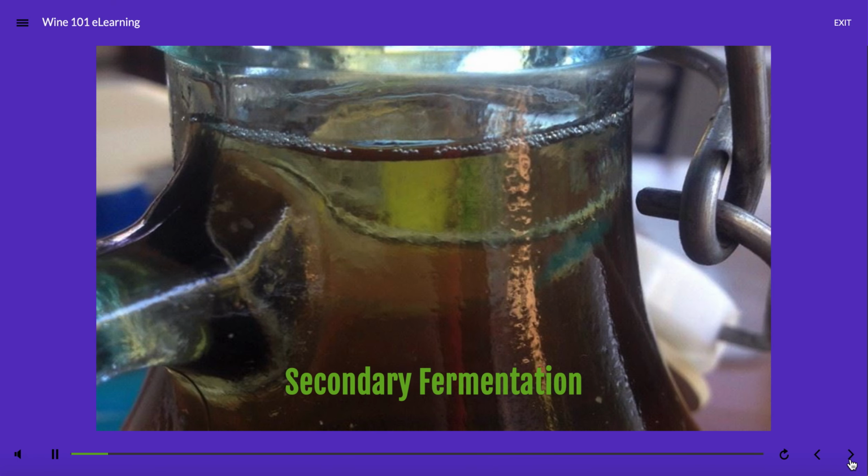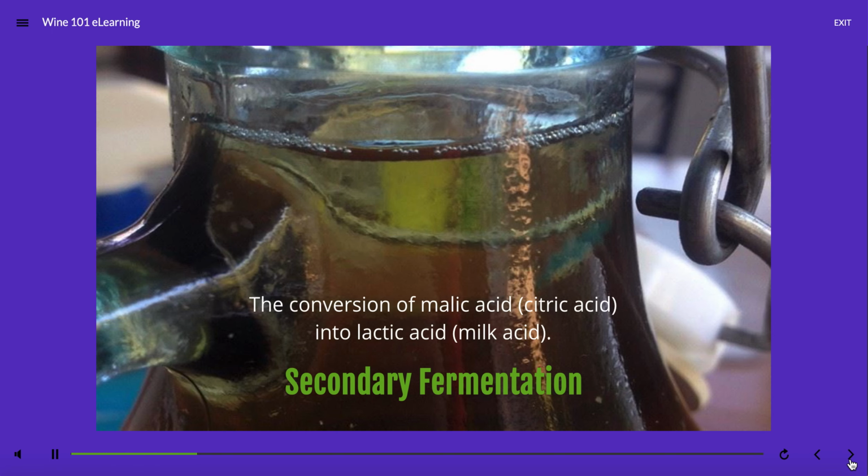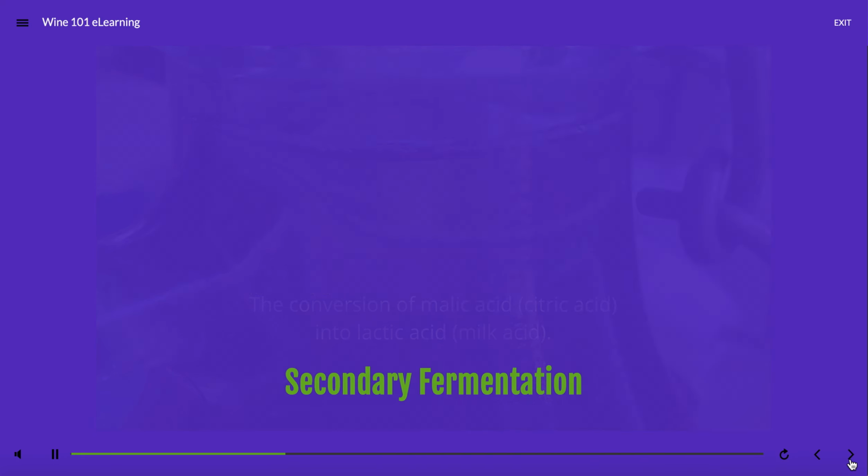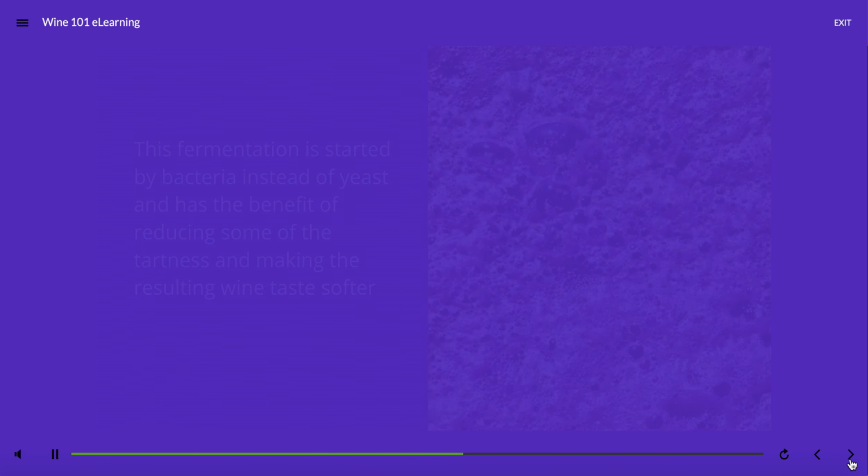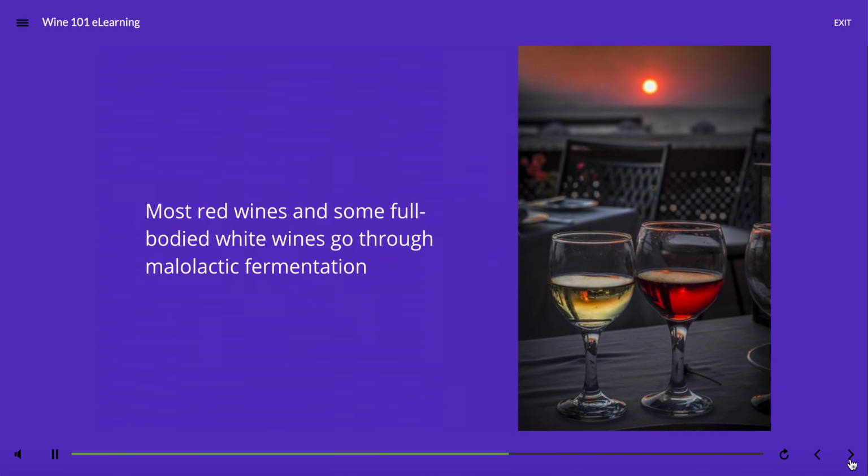Secondary fermentation, also known as malolactic fermentation, is the conversion of malic acid, citric acid, into lactic acid, milk acid. This fermentation is started by bacteria instead of yeast and has the benefit of reducing some of the tartness and making the resulting wine taste softer.